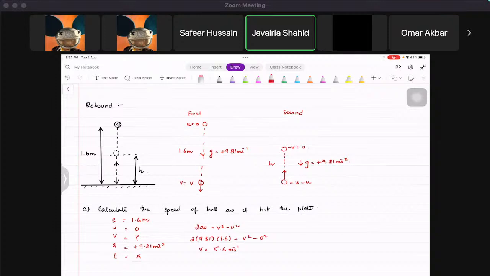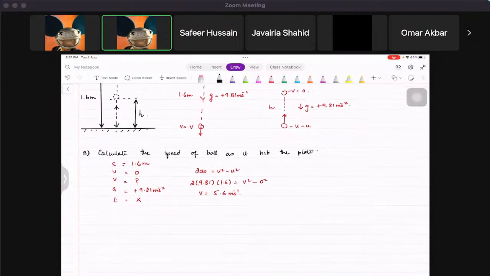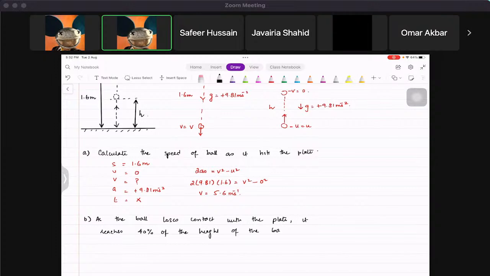Yes, sir. Now the next thing is that it says in part B, as the ball falls, as the ball loses contact with the plate, it reaches 40% of the height of the ball when dropped, right? So because some of the energy is lost, that's the main crux of this whole thing.